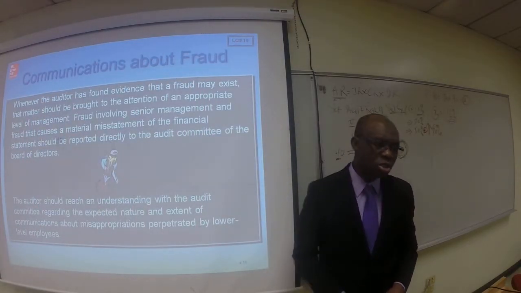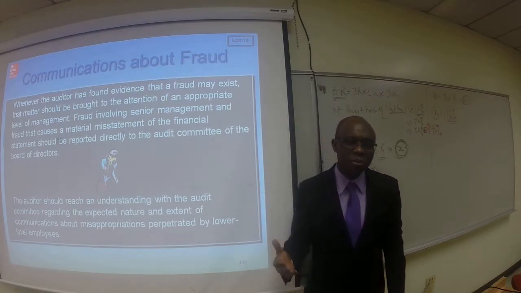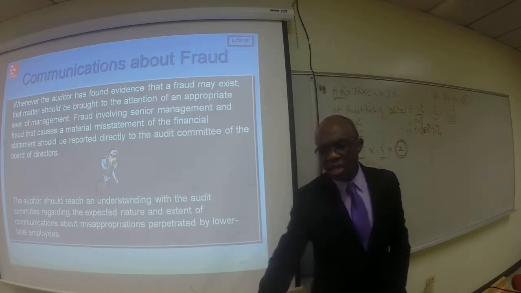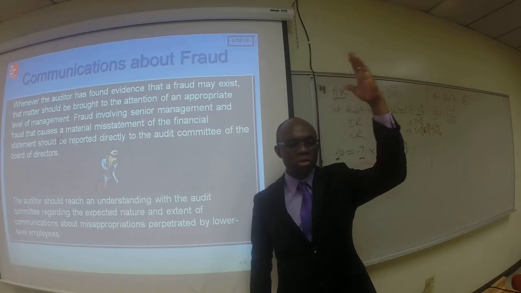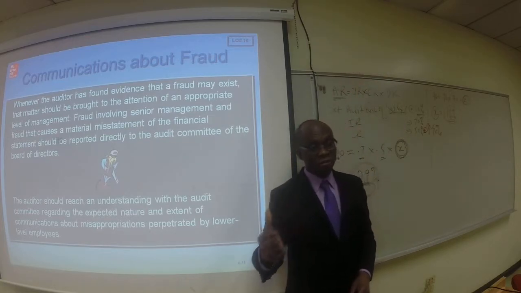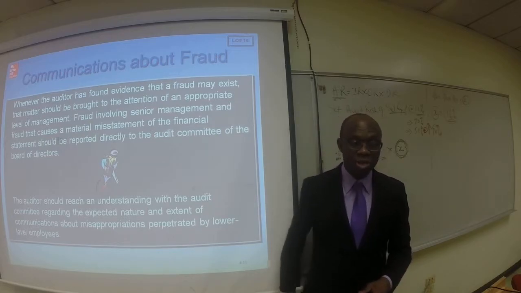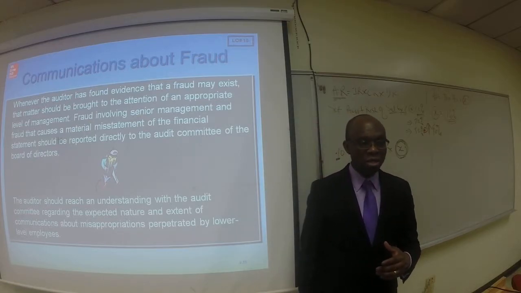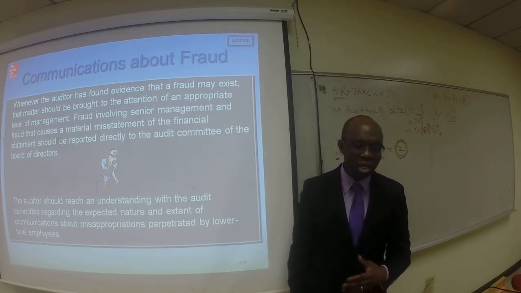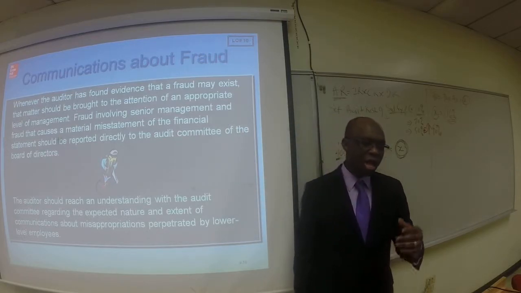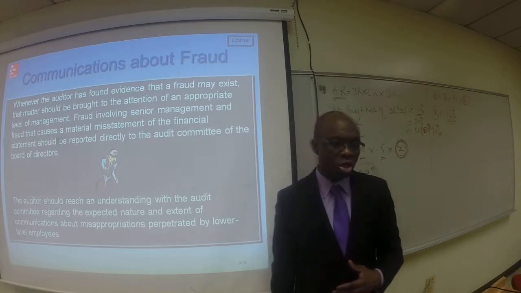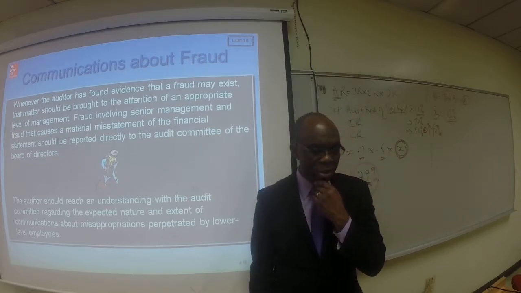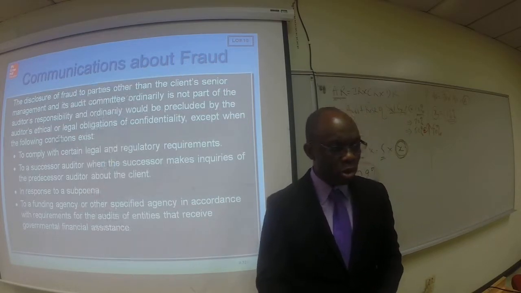Moving along, communications about fraud. When the auditor has found evidence that a fraud may exist, the matter should be brought to the attention of an appropriate level of management. So if a lower staff engaged in the fraud, you need to report it to the supervisor or the bigger boss. Now, if the fraud involves senior management and that could cause a material misstatement, then of course the information of the situation should be reported directly to the audit committee or the board of directors. And the auditor should also reach an understanding with the audit committee regarding the expected nature and extent of communications about misappropriations perpetrated by lower level employees.